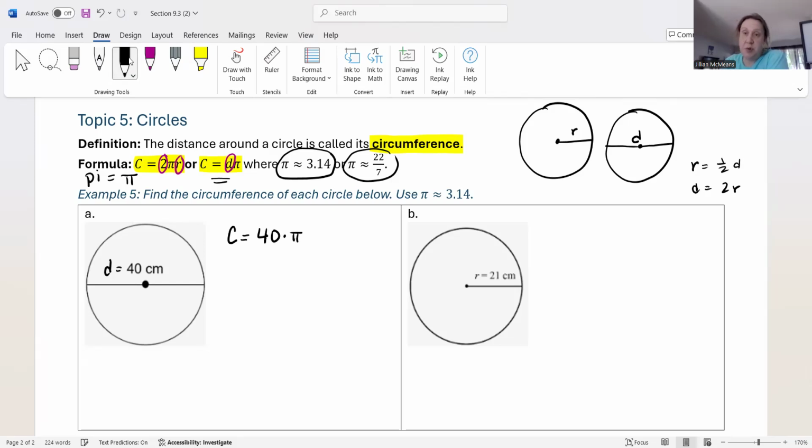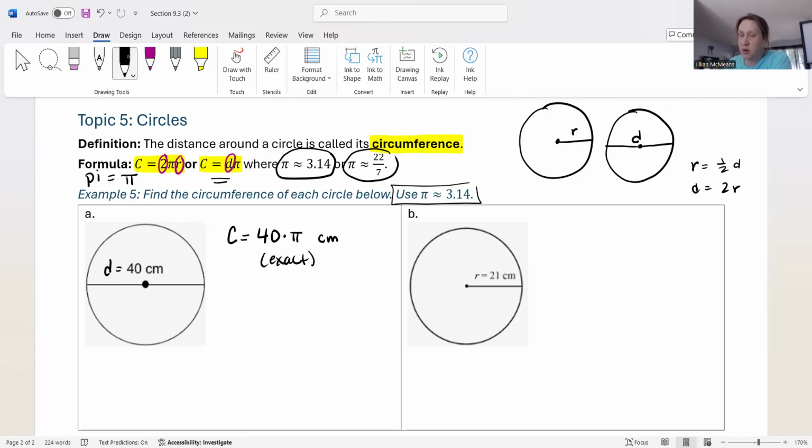Now, there will be times where you're asked for an exact answer. If a direction says find the exact value of the circumference of some circle, this is it. Just leave the pi in your answer. So I would say 40 pi centimeters, and this is exact. But we were not asked to give exact values. We were asked to give approximations because they told us to use 3.14 for pi. So that is the exact answer, 40 pi.